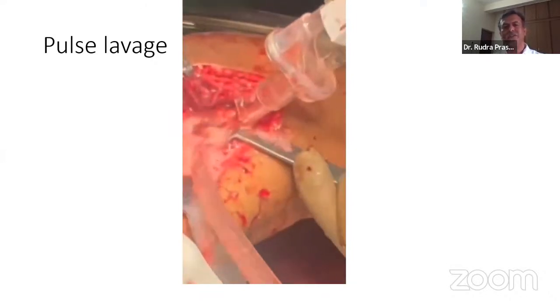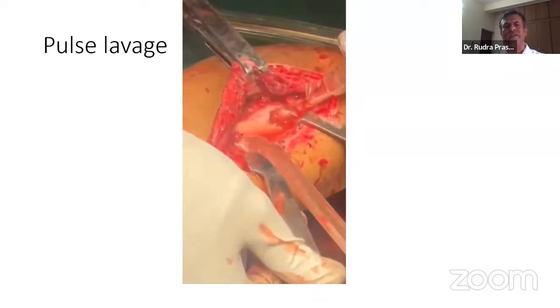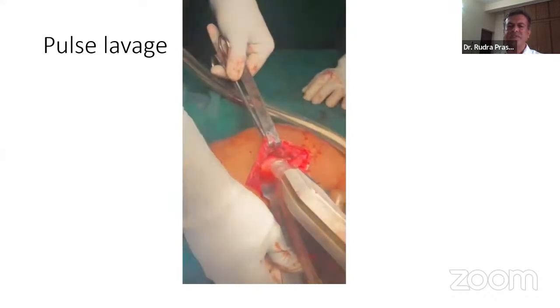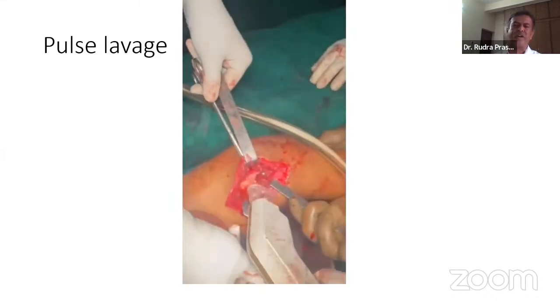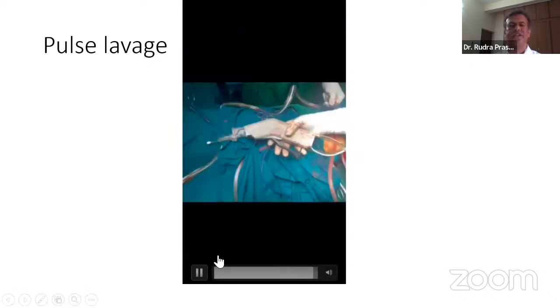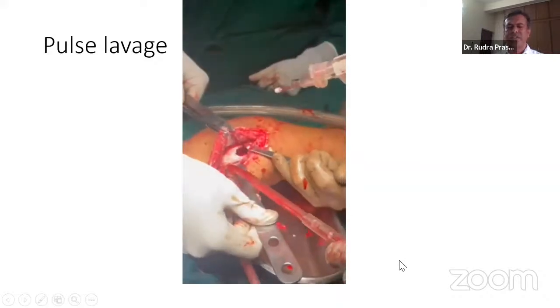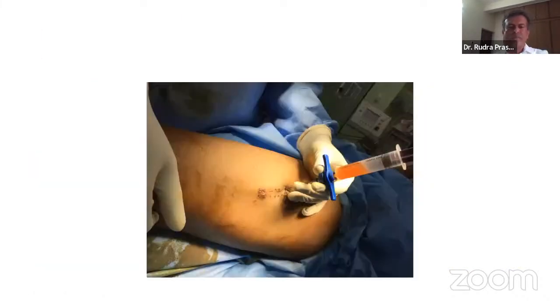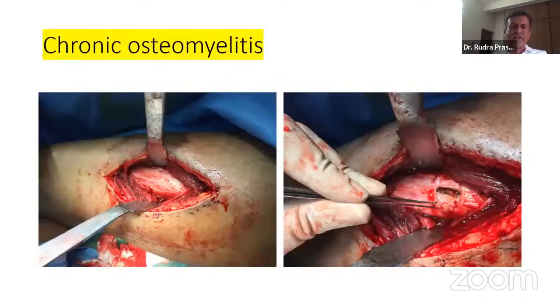And then you can even pass a tube, and this goes with the pressure. So this gives a nice wash in the intramedullary canal. You can make as many windows as possible. And this is a battery, the striker, you can attach it, and this is the gun. So this is a useful thing. Whenever there is a chronic osteomyelitis, we have to make a good window and do a good bone decompression.